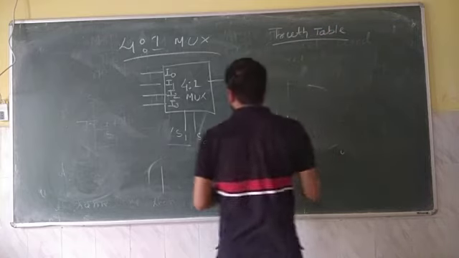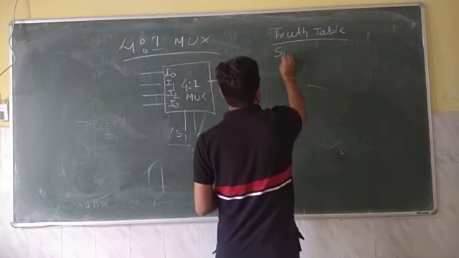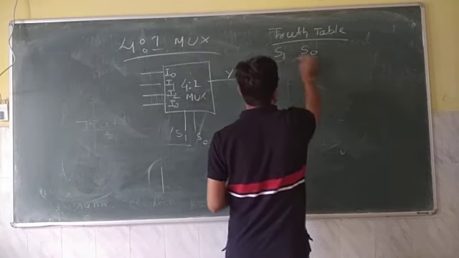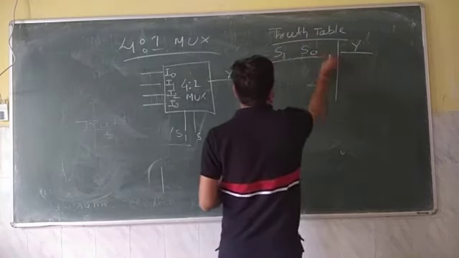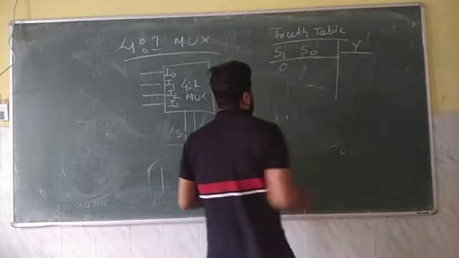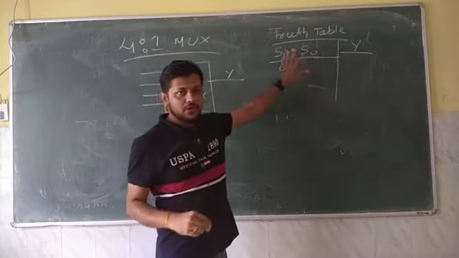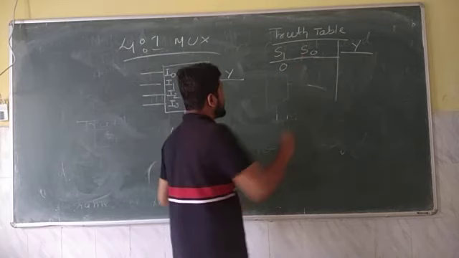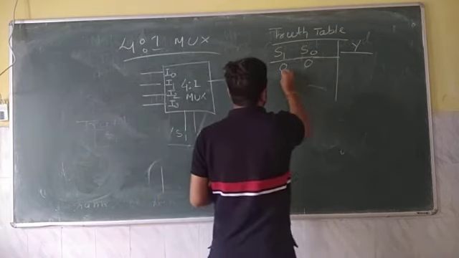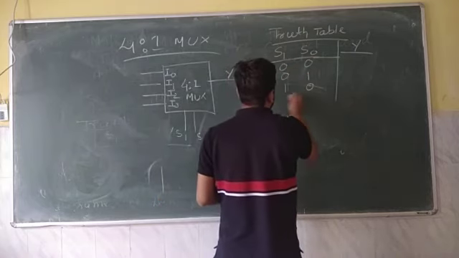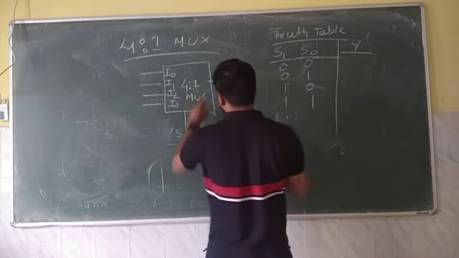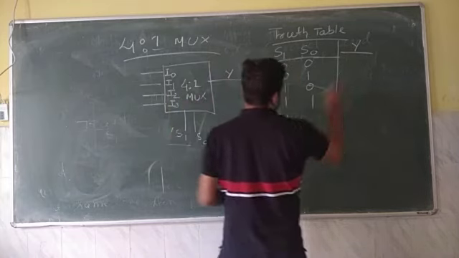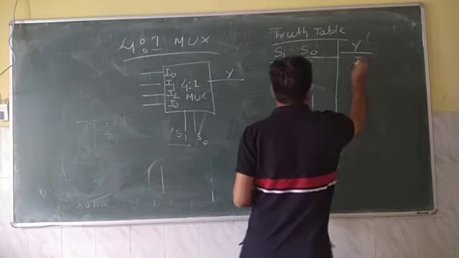This is your truth table, S1, S0, and output Y. S1, S0 values can be 0 0, because you have 2 variables here, then 0 1, 1 0 and 1 1. So when S1, S0 is 0 0, Y is connected to I0.